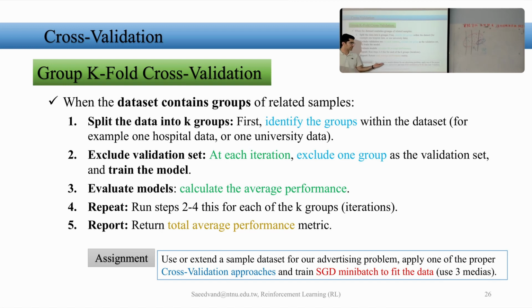We say to use or extend the sample data set for our advertising problem, the code that I gave you, and apply one of the proper cross-validation approaches and try stochastic gradient descent with mini-batch to fit the data. So you need to do two steps. I solved gradient descent for you. You change it to stochastic gradient descent with mini-batch. So you determine a batch size of, for example, 4, 3, 5, or 6, and train the model that we have many times. After you did this, you apply a cross-validation approach.